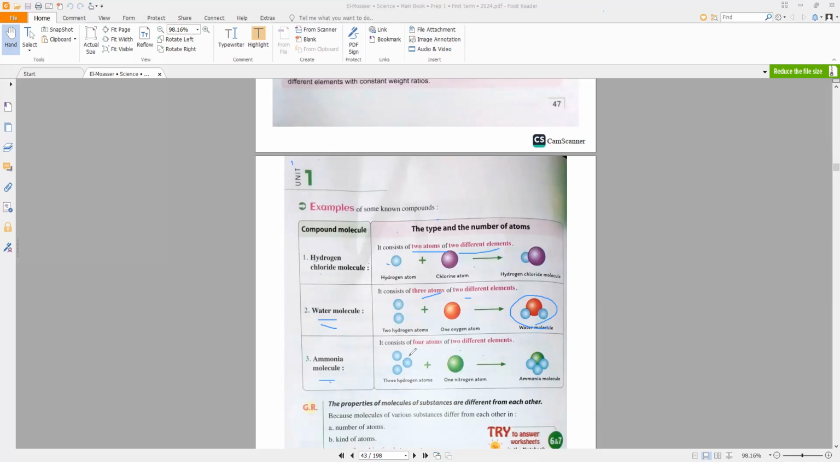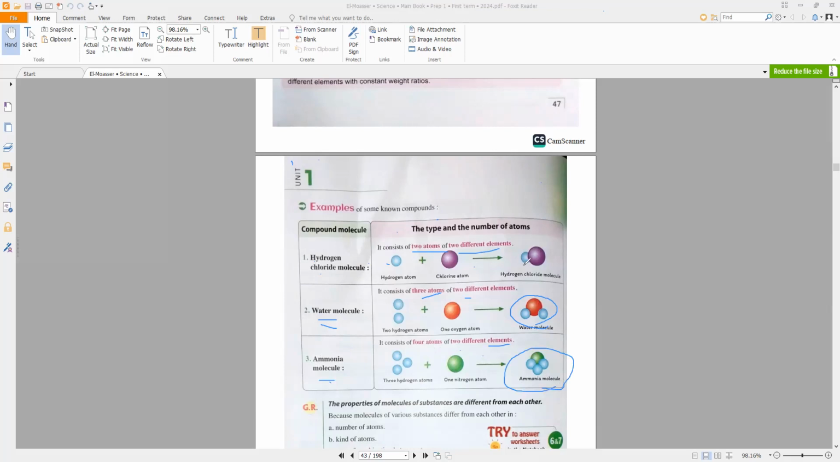So if you want to calculate the atoms, calculate all atoms: 1, 2, 3, 4. Yes, they are four atoms. But if you want to calculate elements, yes, they are two elements only, the nitrogen element and the hydrogen element. So the ammonia molecule consists of four atoms of two different elements. So if you see this drawing, this is the ammonia.